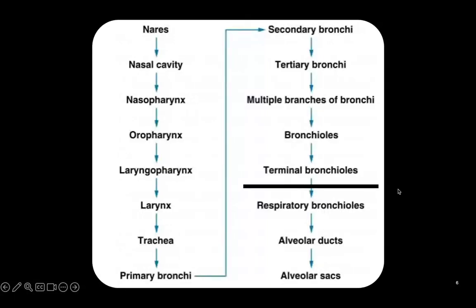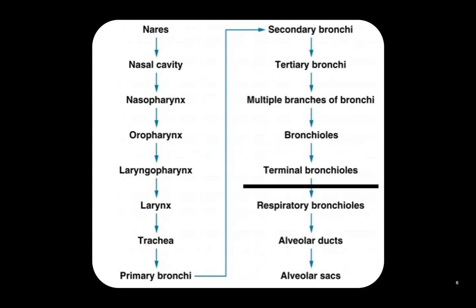All right, so as a reminder, we have the conducting zone and the respiratory zone in the respiratory system. These are the majority of the main structures of the respiratory system. My black line here is separating the conducting zone from the respiratory zone. So everything above that black line, terminal bronchioles all the way to nares, is all considered conducting zone.